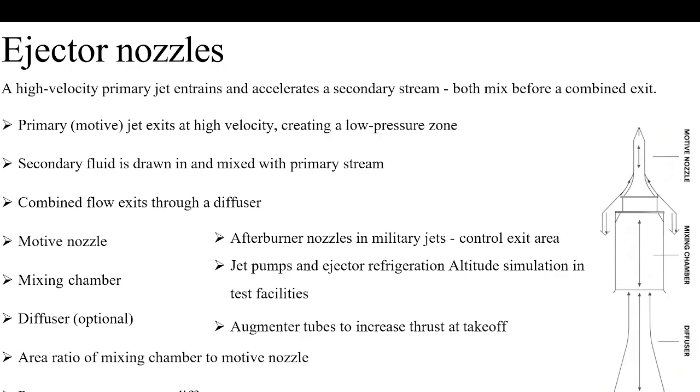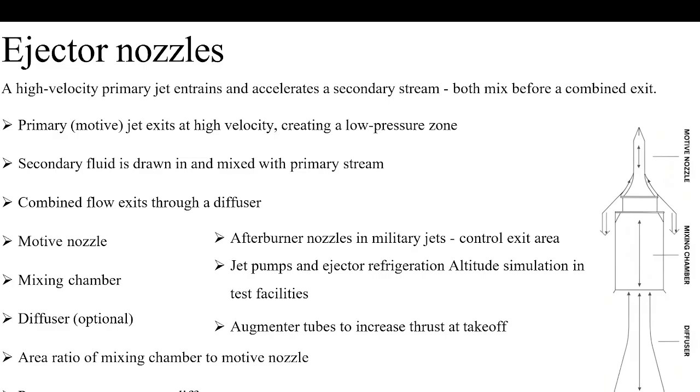Okay, so the primary jets exit at high velocity, creating a low pressure zone. Secondary fuel is drawn in and mixed with the primary stream. In the air breathing propulsion case, we call it the afterburner methodology, whereas in rockets it is called ducted rocket engines. Okay, so it is the combined flow.